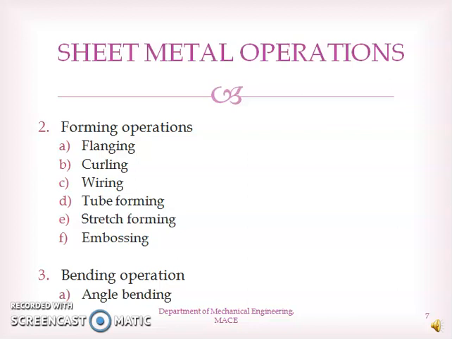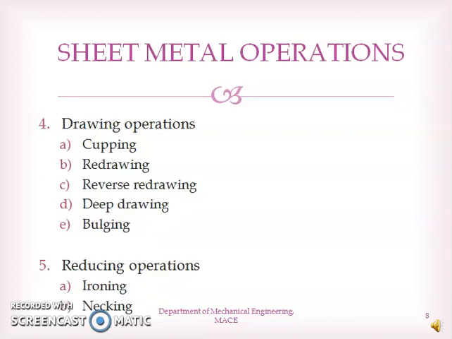In bending operation, the sheet metal is bent into required angles, and angle bending is one operation coming under bending operation. Next category of sheet metal operation is drawing operation. Here the material is drawn to various shapes and products, and various categories coming under this session is cupping, redrawing, reverse redrawing, deep drawing, bulging, etc.